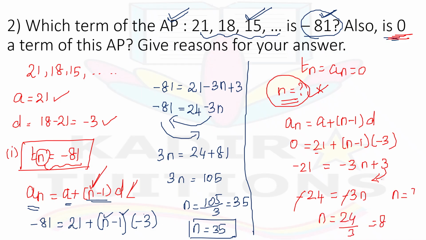So n we are getting 8. That means the eighth term of the given AP is going to be 0. So what I can say? Yes, 0 can be a term of this AP, and that term is the eighth term. This is how we need to write the answer. We'll see the next question.